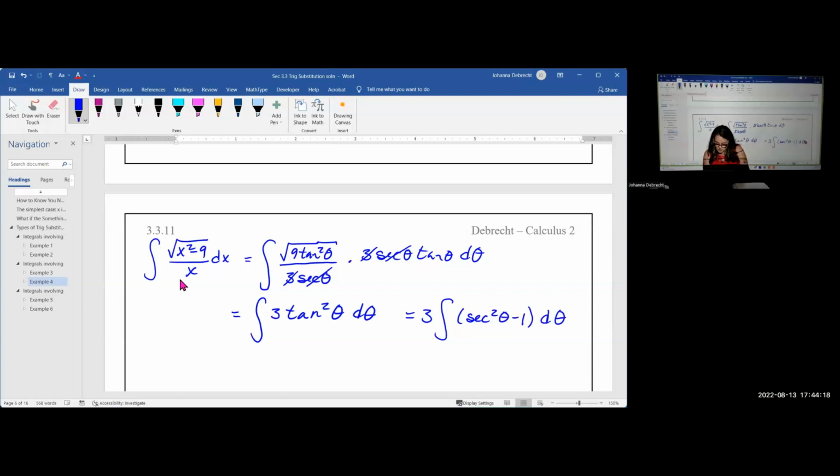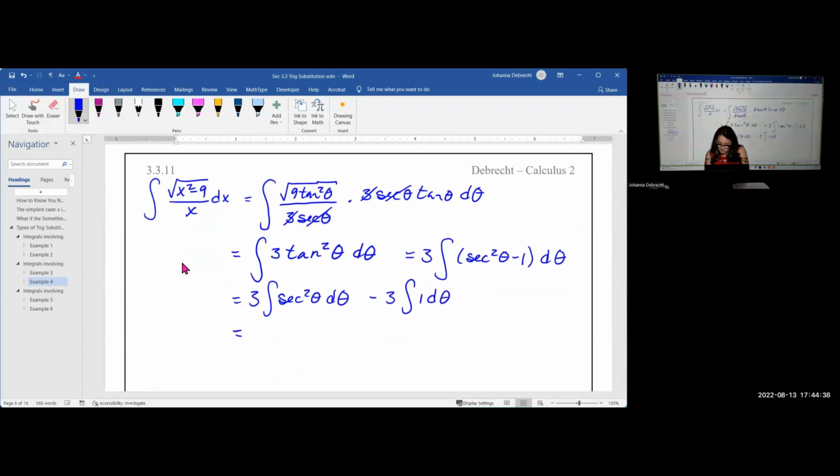Split it into 2 integrals. And now you have the integral of 3 secant squared of theta d theta, which of course integrates directly because the antiderivative of secant squared is tangent. And the second one also integrates directly because the antiderivative of 1 is just theta. So this gives me 3 tangent of theta minus 3 theta plus a constant. Okay, well, that looks pretty good.